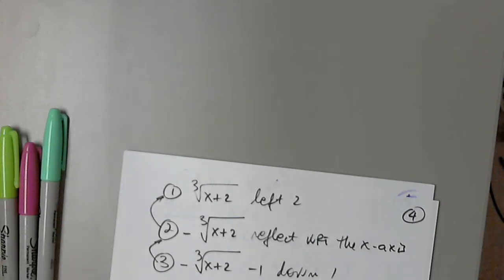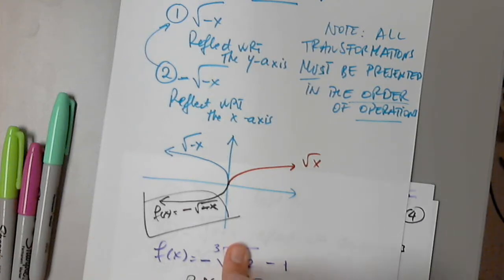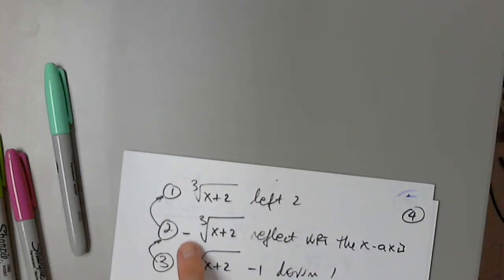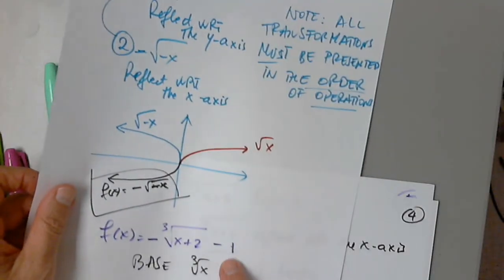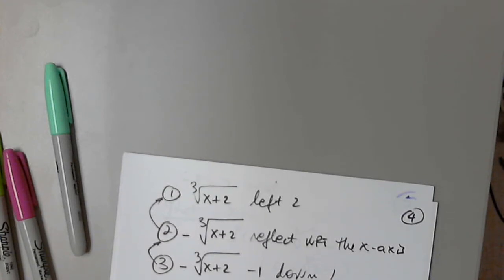So if I'm given this function and I'm asked to evaluate for x equals 6, first I will change the inside into 6 plus 2, which will be 8. Then I will multiply by negative 1, which is the second transformation. And then I subtract 1, which is the third transformation. It's exactly how I would perform evaluating the function.